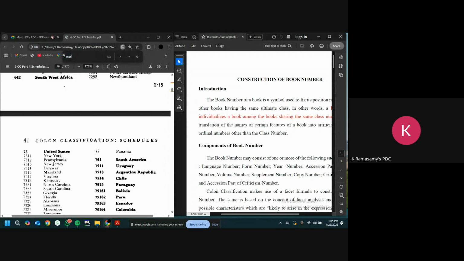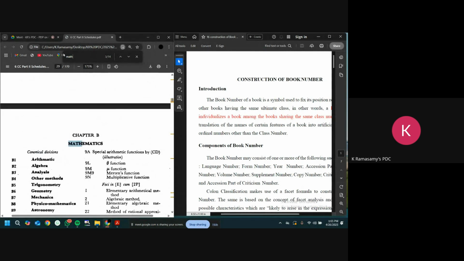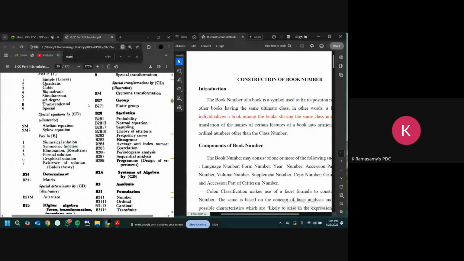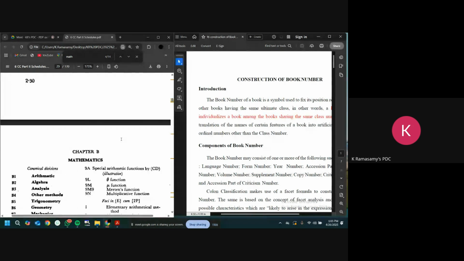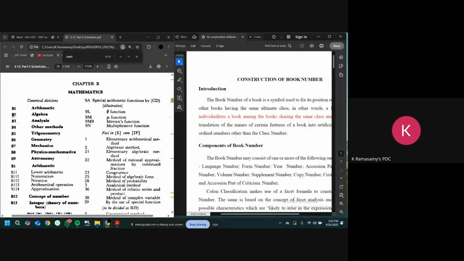I go to mathematics. In mathematics, you can see here, for example, I say algebra. What is the number of algebra? B2 is the number for algebra. In your library, you are having 30 books on algebra. So all the 30 books will have only one number called B2. There are 40 books in your library on algebra. All the 40 books have the same classification number called B2.